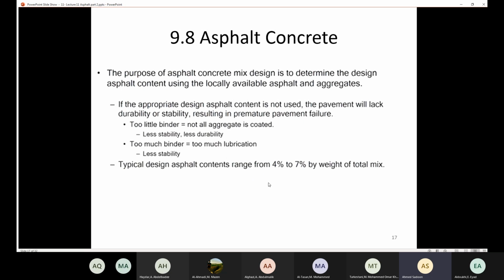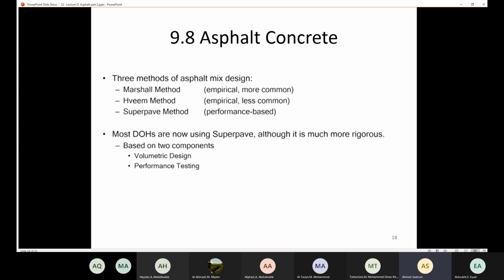Of course, we talked about this in the lab last time. We said that the optimum amount of asphalt is going to be between 4% and 7%. We are going to try to use quantities from 4% to 7%. We are going to produce many samples in order to select the optimum value of the asphalt binder.